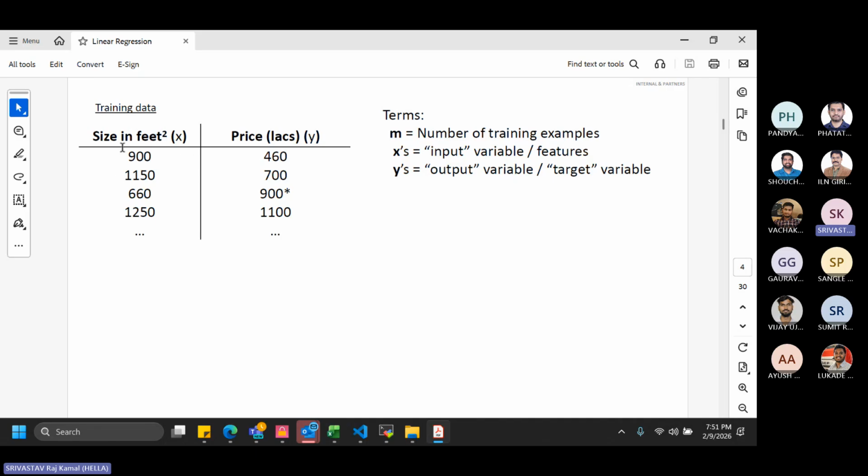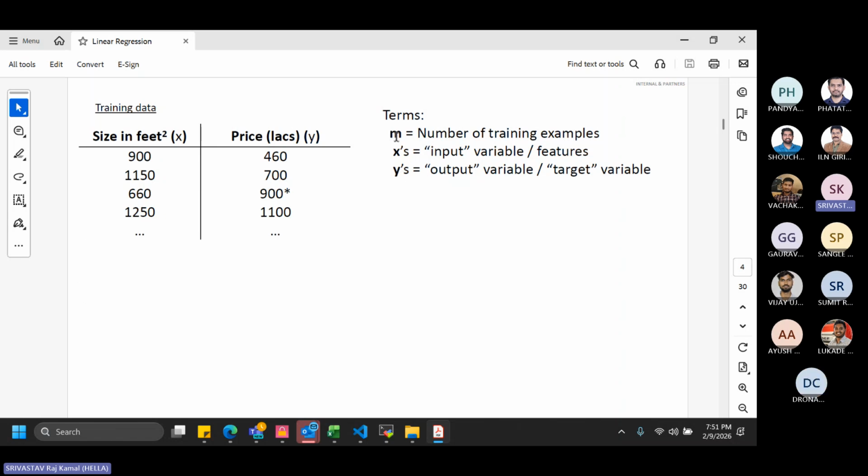In future, I'm going to refer to these as X. These are my input variables. When I use the term Y, that always means the ground truth, the actual values. And when I use M, it is nothing but the number of rows. So if I say the training data is M equals 1000, it means we are talking about 1000 rows. So this is a standard.